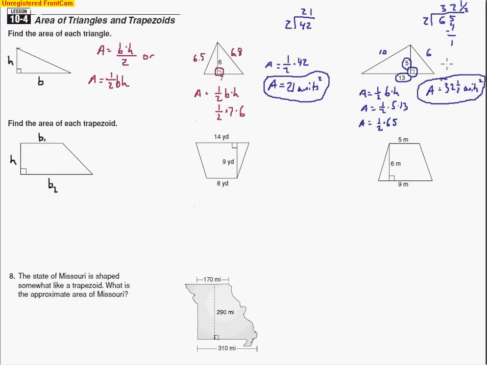So that's the area of a triangle, just 1/2 the base times the height, or base times height divided by 2. Well, the trapezoid form is a little bit more tricky, so let's take a look at this one.